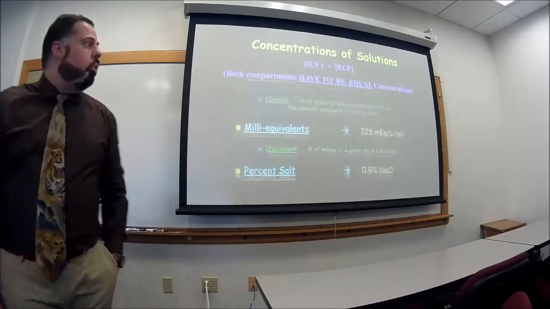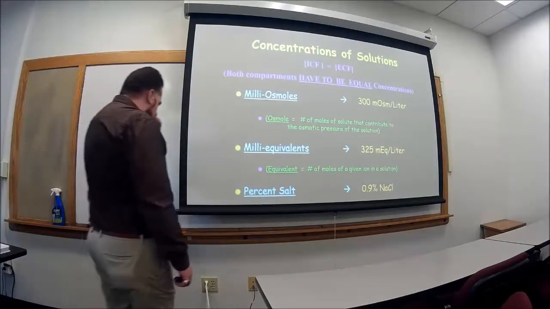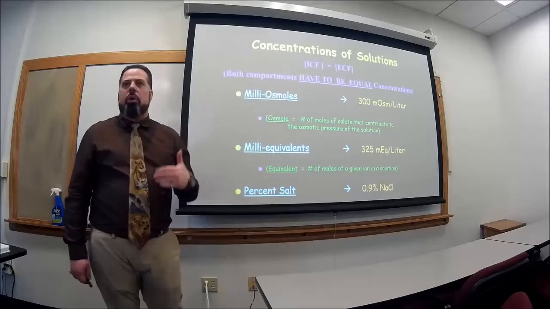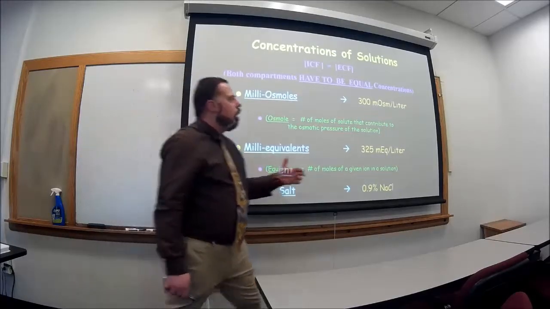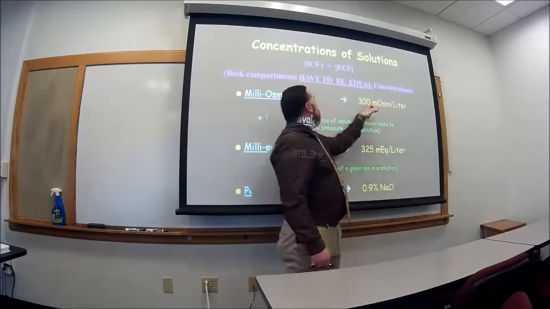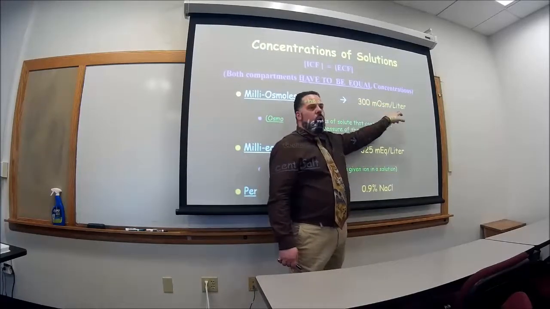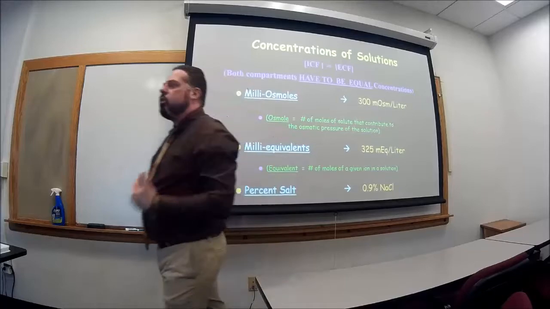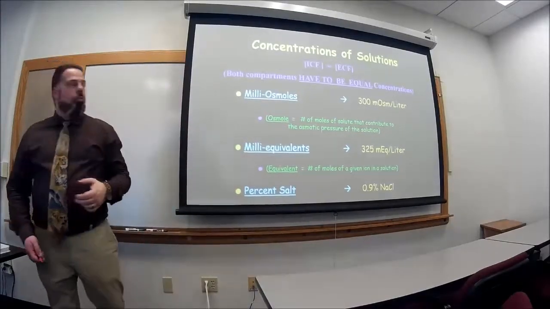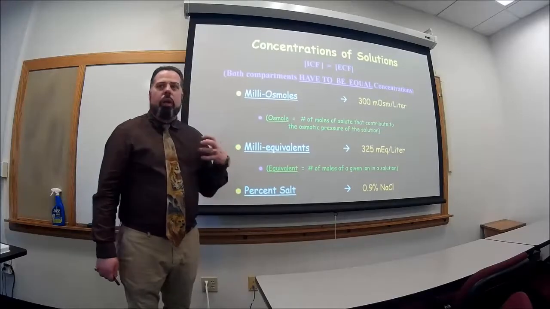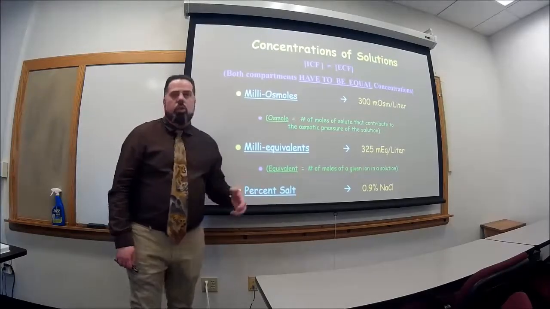And this is just some terminologies to put together. Won't test you on this, but if you see the words in your book and in your future classes, milliosmolarities. So basically when we have milliosmoles, there's 300 milliosmoles per liter. That's telling you the concentration. Okay? We have milliequivalents that we also see, and really the main thing that we see often is the percent sodium.